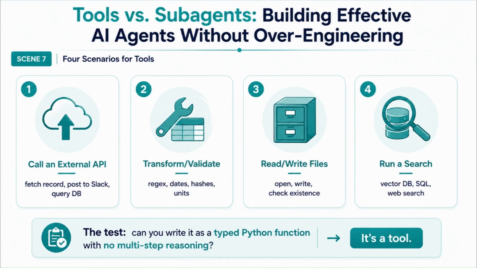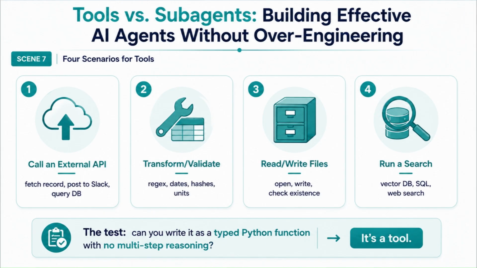So when should you actually reach for a tool? Four concrete categories, straight from real production patterns. First, calling an external API, fetching a user record, posting to Slack, querying a database. These are pure execution tasks. The model decides to call them, your code runs them. Second, transforming or validating data, running a regex, formatting a date, calculating a hash, converting units. Deterministic operations like these belong in functions, never in LLM calls, since an LLM is an expensive, unreliable way to compute something a one-line function handles perfectly.